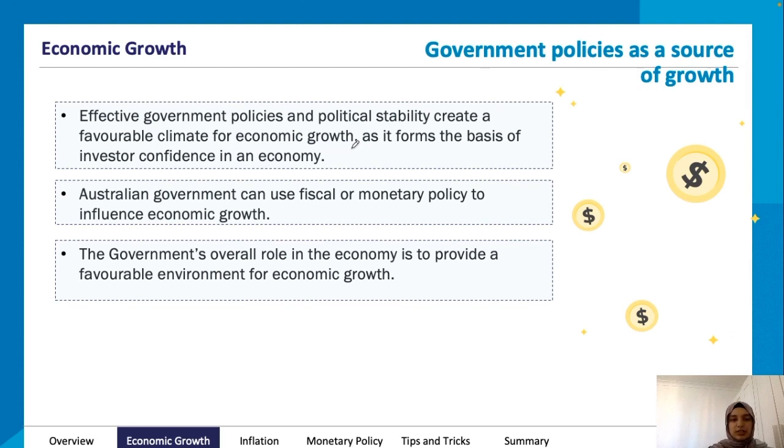So the Australian government can use fiscal or monetary policy to influence economic growth. The government's overall role in the economy is to provide a favourable environment for economic growth. Right? That is their role. They want to see the economy grow.